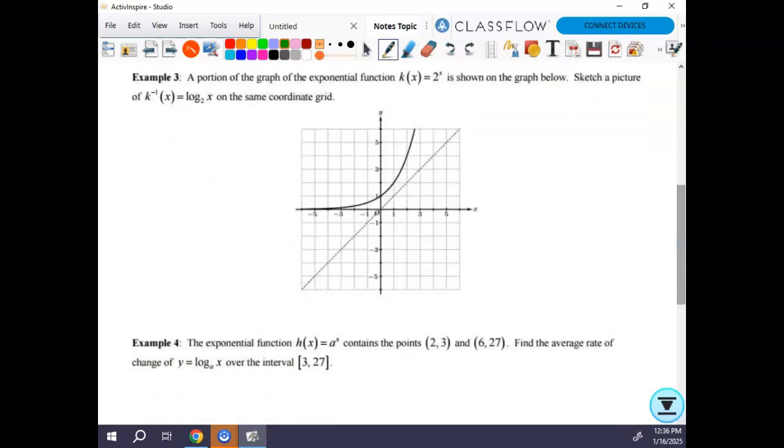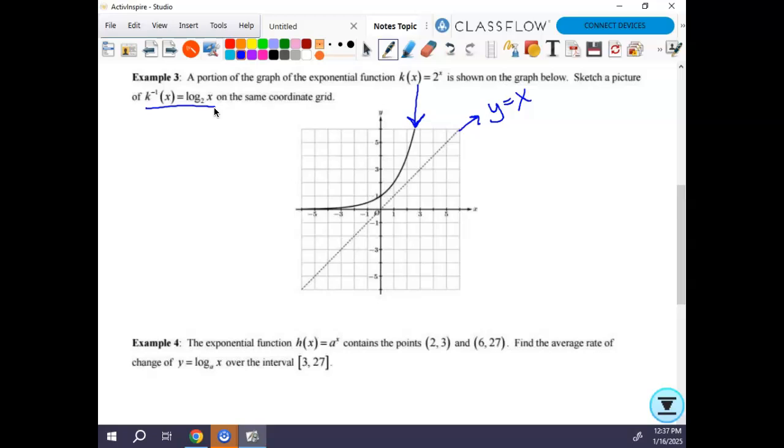All right, so here we have a portion of the graph of the exponential function 2 to the x power graphed for us. So this is 2 to the x. This line is y equals x. Okay? And we want to sketch the picture of k inverse of x, which would be the log. So 2 to the x power, the inverse is log base 2 of x. That's the way the inverses work. It is very helpful for you to understand how these things work graphically.